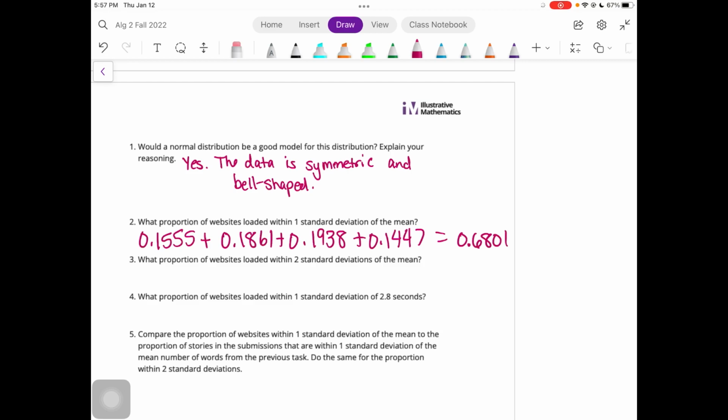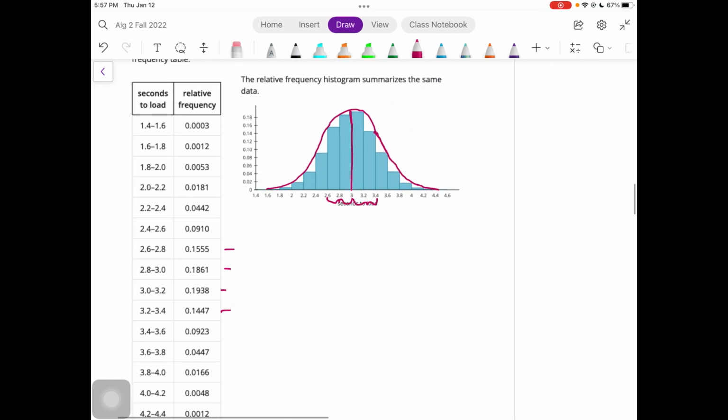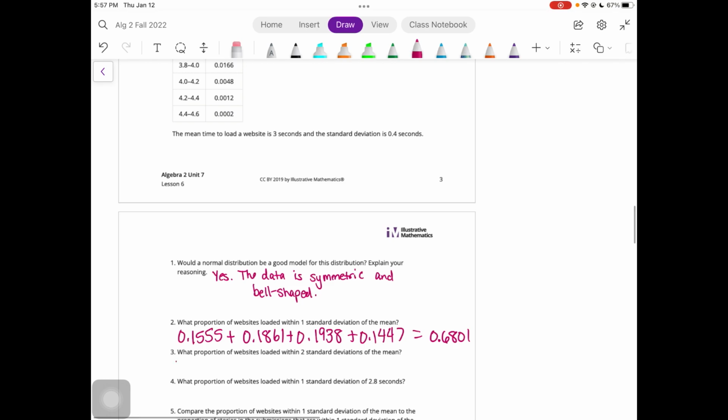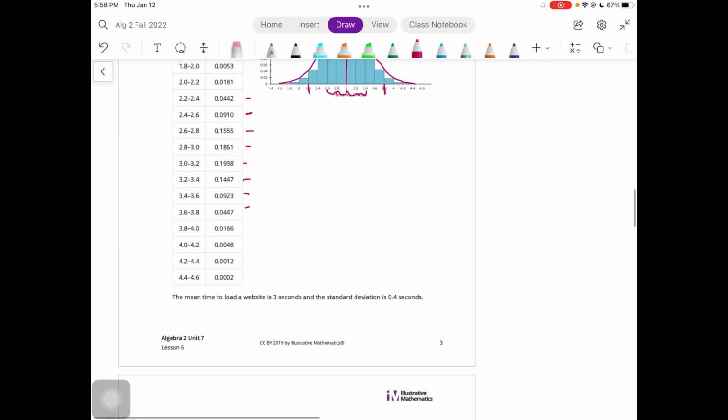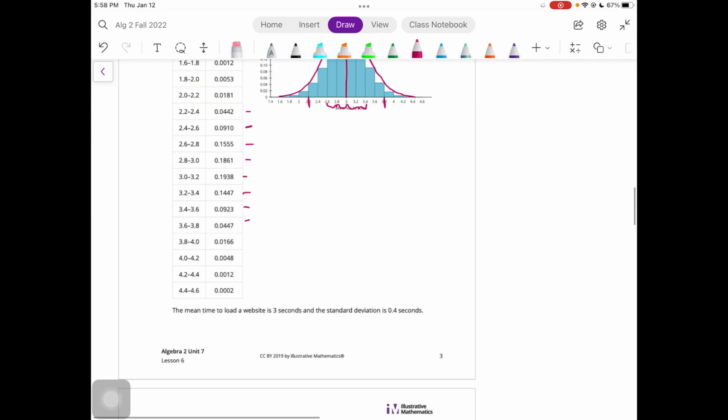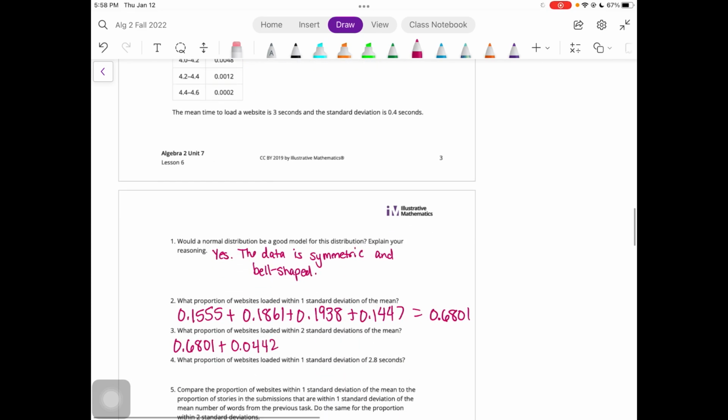What about 2 standard deviations? Now we're going to 3.8 and 2.2, so now we need those 2 and those 2. I'm going to make it a little bit easier here: we're going to take that 0.6801 because we've already done that, and we're going to add 0.0442, and then 0.0910.